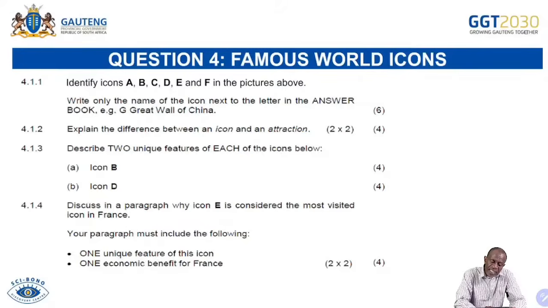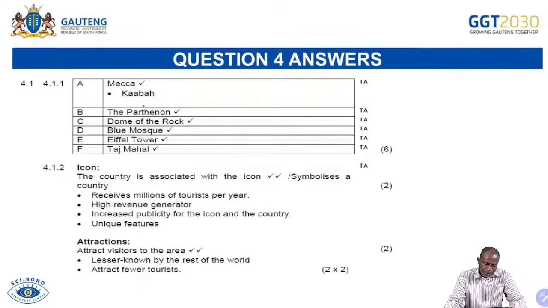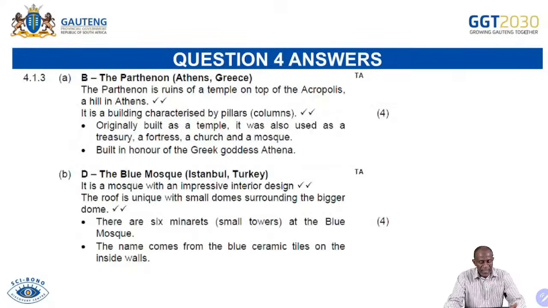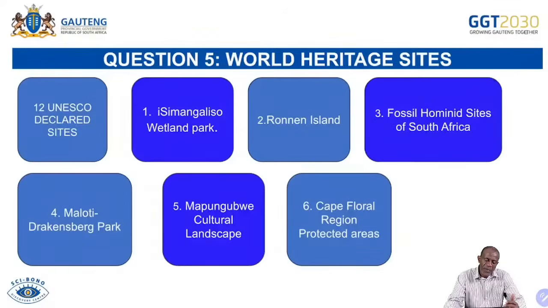One unique feature that is associated with the icon, and 1 economic benefit of the icon. Here are the names of the icons from A to F. And 4.1.2, the country is associated with the icon, symbolizes the country, and receives millions of tourists. That answers 4.1.2. And the attraction is visited in the area, lesser known by the rest of the world, and attracts fewer tourists. All these answers account for question number 4.